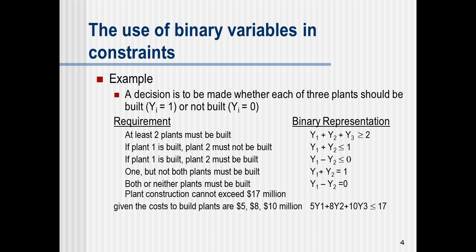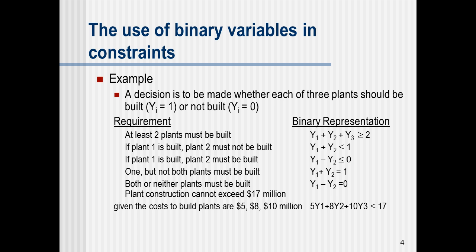Let's say plant construction cannot exceed 17 million. We know that plant 1 costs 5 million, plant 2 costs 8 million, plant 3 costs 10 million. If those are binary variables, 5Y1 plus 8Y2 plus 10Y3 has to be less than or equal to 17. And why? Think about it.